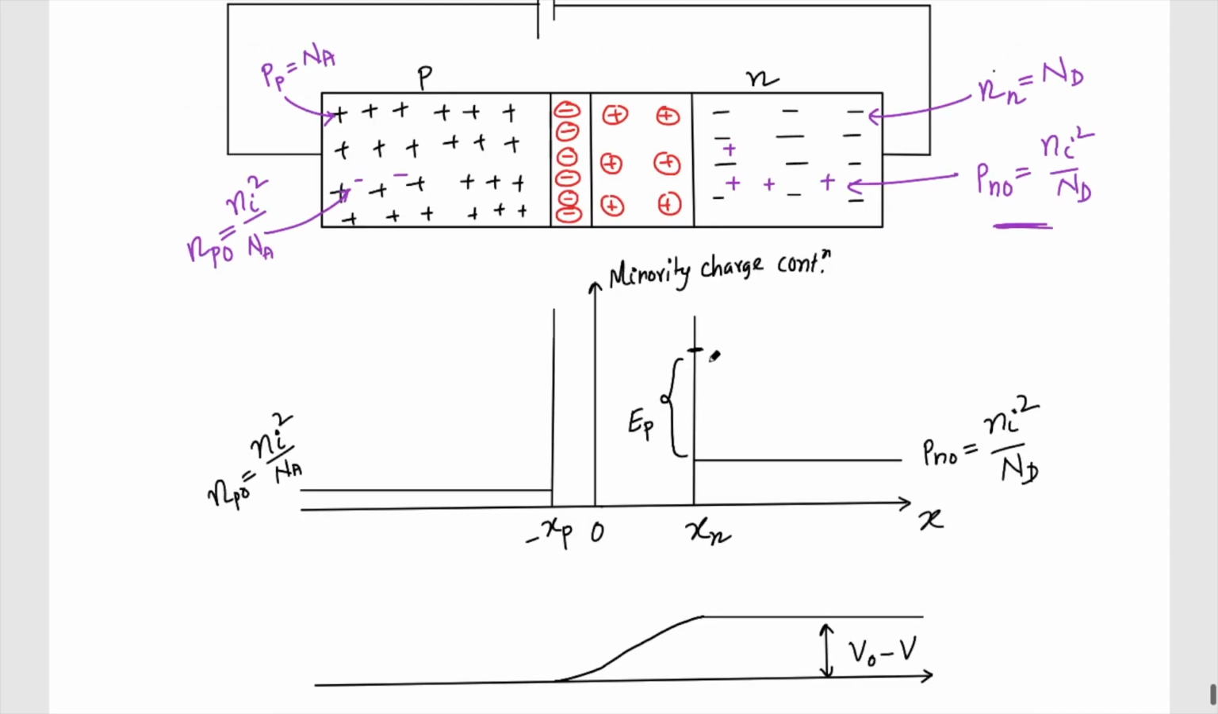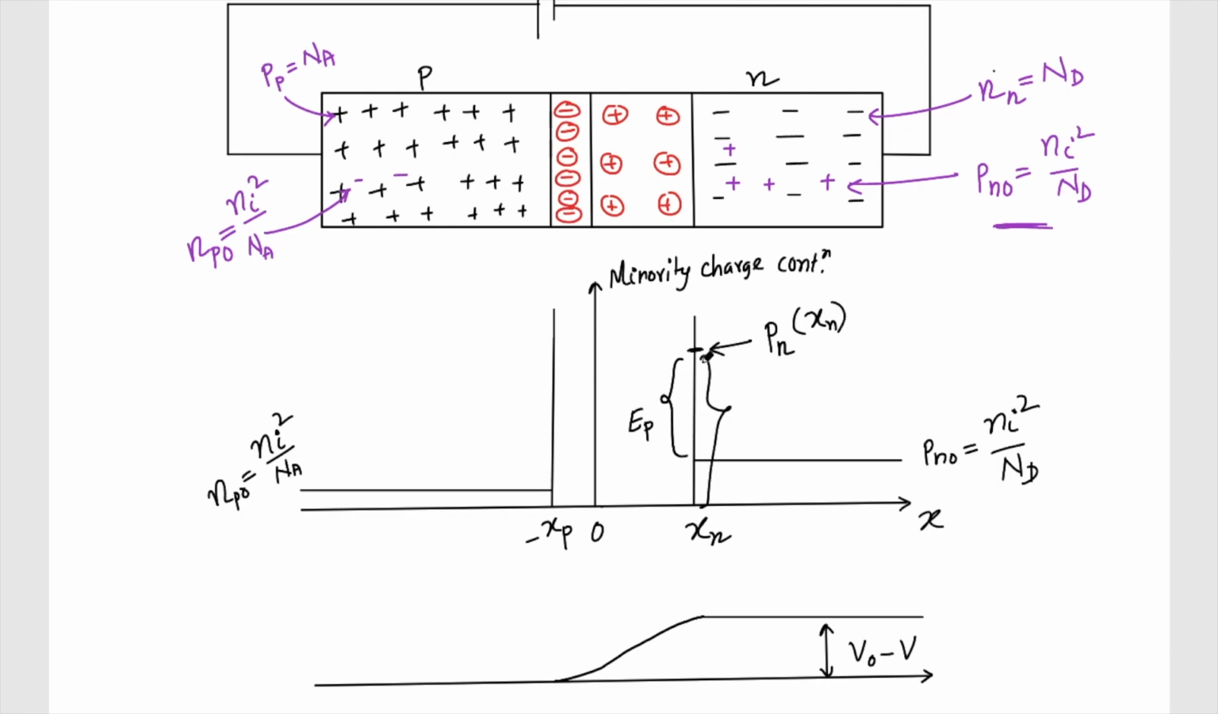Now to find out this excess, we need to find out the total carrier concentration here, which is, let's call it, the holes at distance xn.